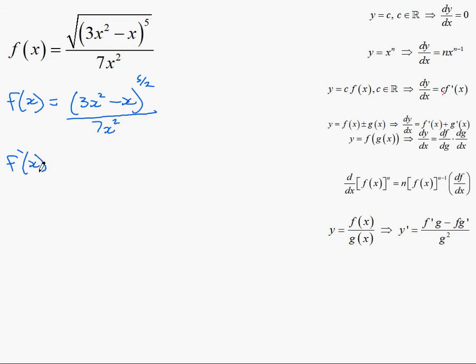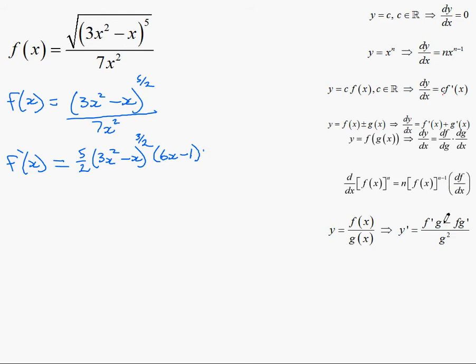the result. So quotient rule, derivative of the top. So we need the derivative of this piece. And that, we need to use this rule as well. So 5 over 2 comes down. Inside stays the same. 5 over 2 minus 1 is 3 over 2. Times the derivative of the inside. So that's going to be 6x minus 1. So that's the derivative of the top.